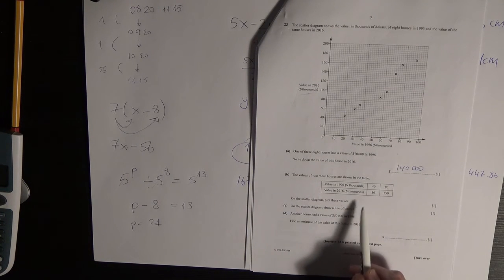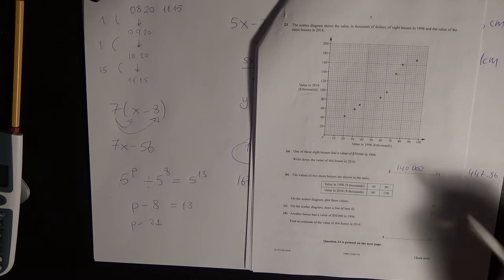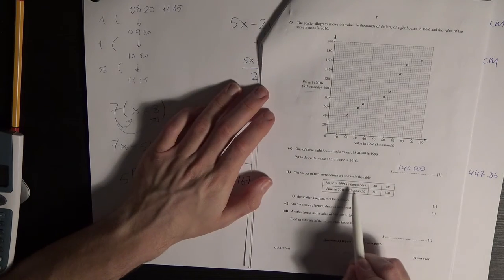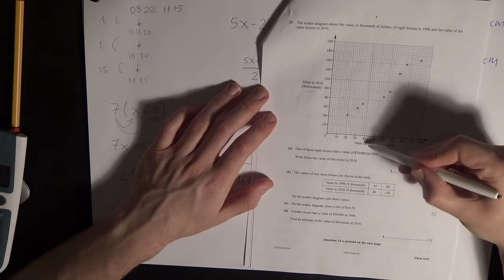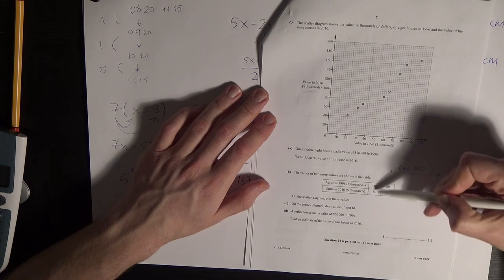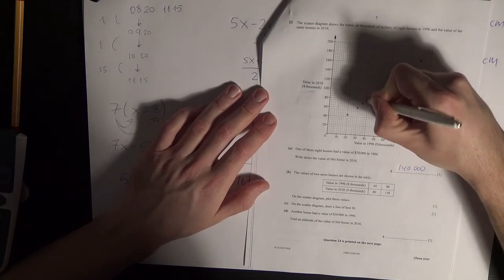Two more values are shown in the table. On the scatter diagram, plot these values. Plot these values meaning that you also need to put a mark on this one. So, in 1996 it was 40. I'll go on this line. 1996 value is 40. Go on this line. And the 2006 value is 80. So 40 and 80. They cross at this point. Okay?